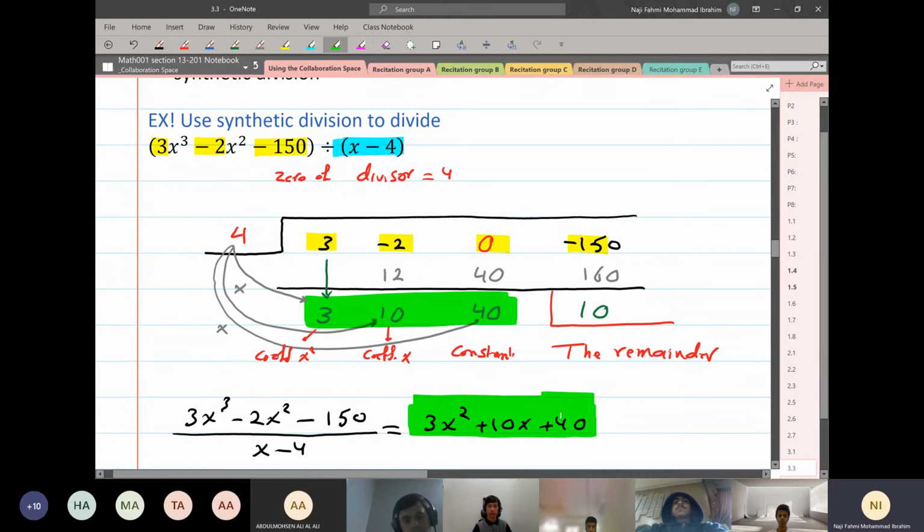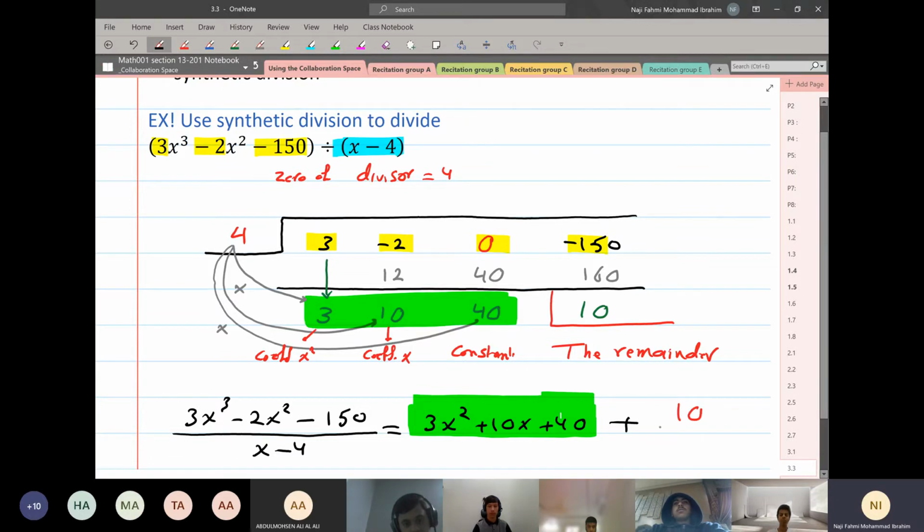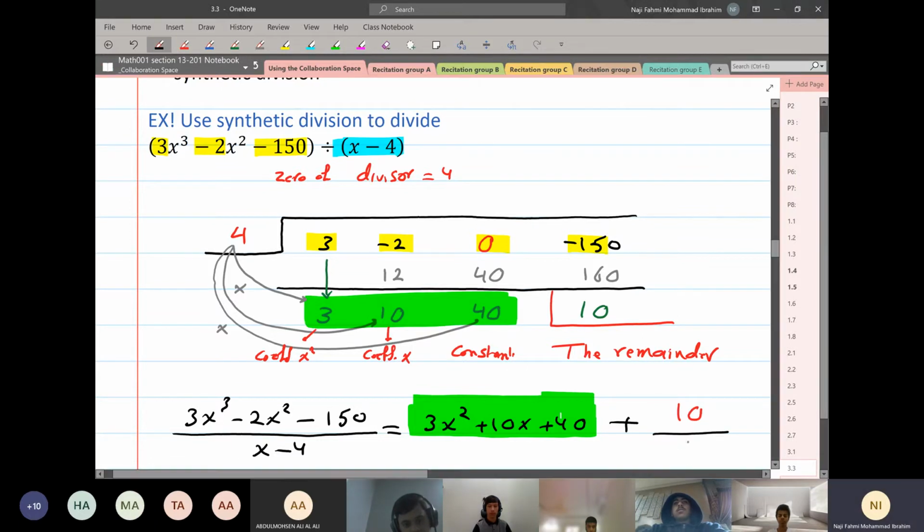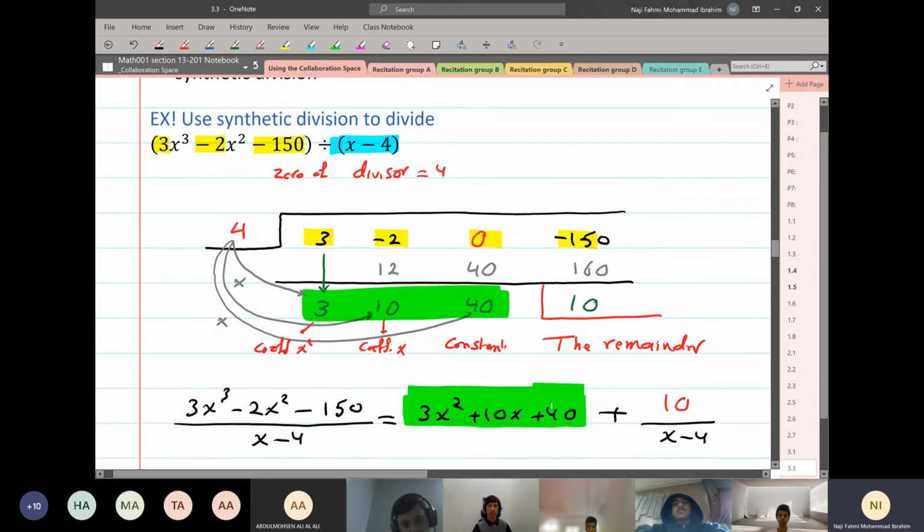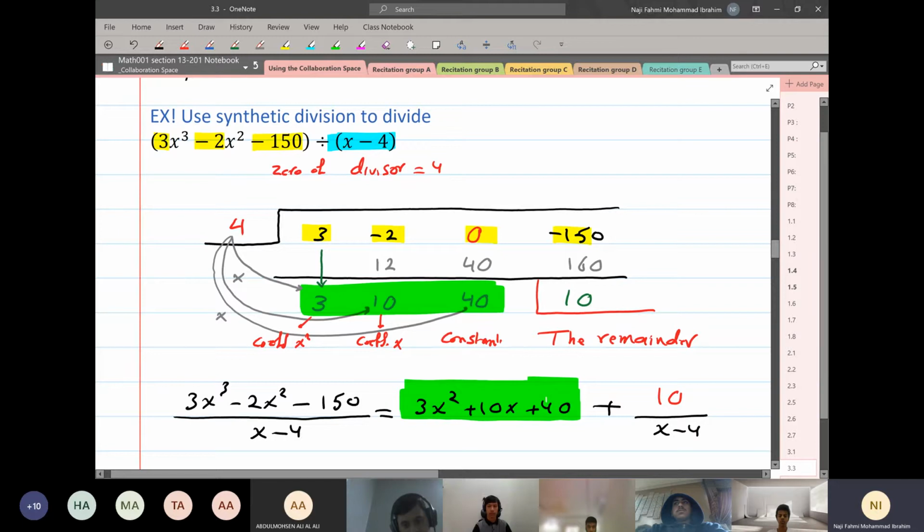Then I will say plus the remainder, which is 10 divided by x minus 4. And this method, again, we call it the synthetic division.